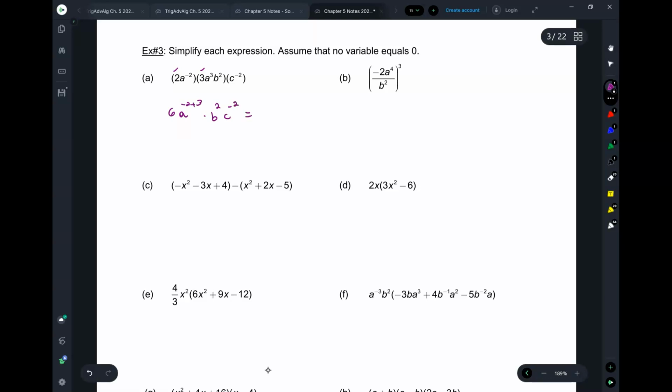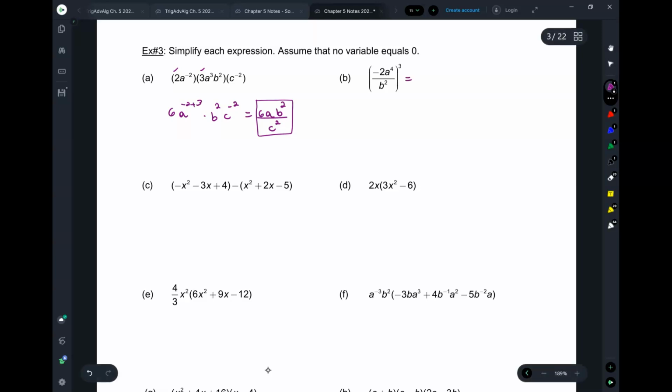Okay, let's just simplify, and then we'll move things up and down. So here I got 6, a to the 1. I don't write the 1 exponent, b squared. And then here I have c to the negative 2. So what happens to that? It goes on the bottom as a denominator, c squared. And that's your final answer. So do you see that? Each variable only shows up once. There are no negative exponents. There are no parentheses. Okay? All right.